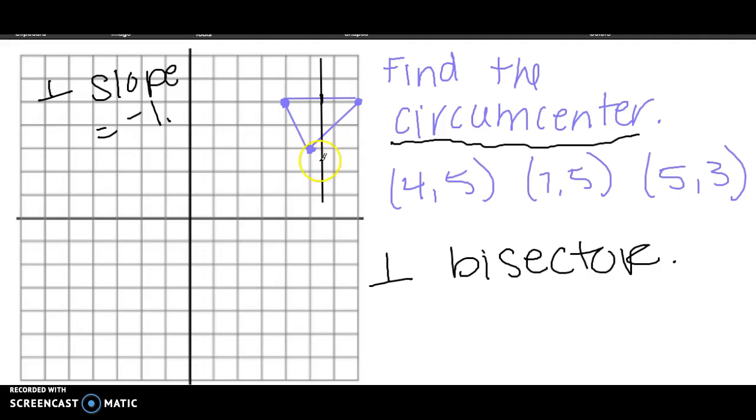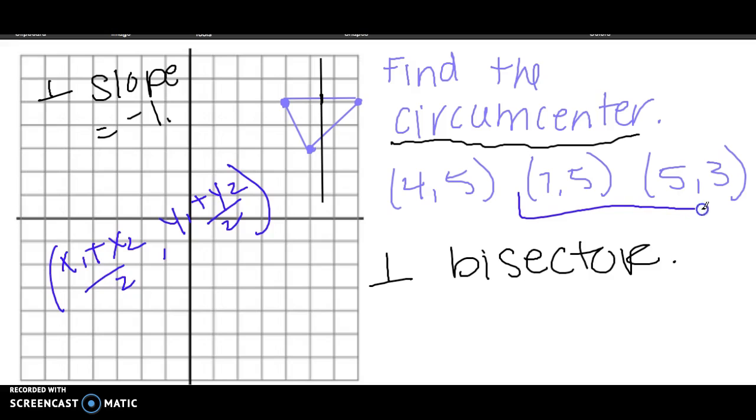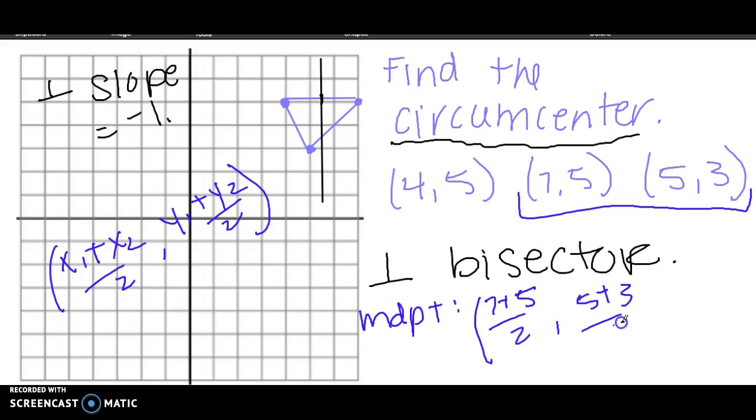And we have to find the midpoint. And we have a midpoint formula. And the midpoint formula is we're going to add the x's together and divide by 2. We're going to add the y's together and divide by 2. Okay? So these 2 points are my 7, 5 and my 5, 3. So I'm going to find the midpoint of those. And that would be adding my x's, 7 plus 5 over 2, and then adding my y's, 5 plus 3 over 2.